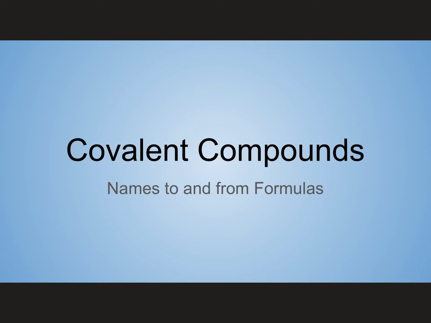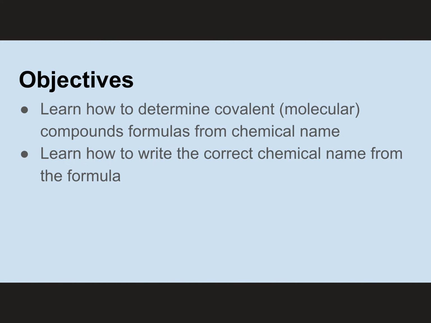This lesson on covalent compounds is going to teach you how to name them from a formula, and if I gave you a formula, how to make the name. Our first objective is, if I give you a chemical name, what is the formula? And if I give you the formula, what is the chemical name? So those are our two objectives for today.